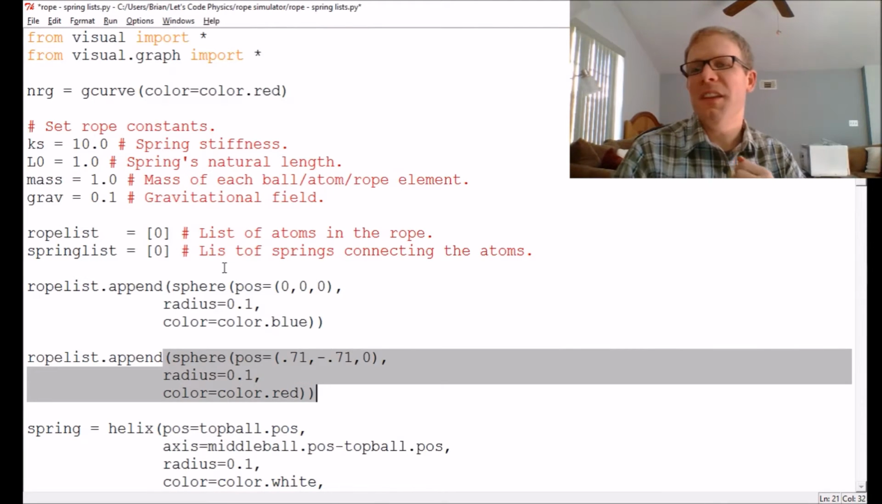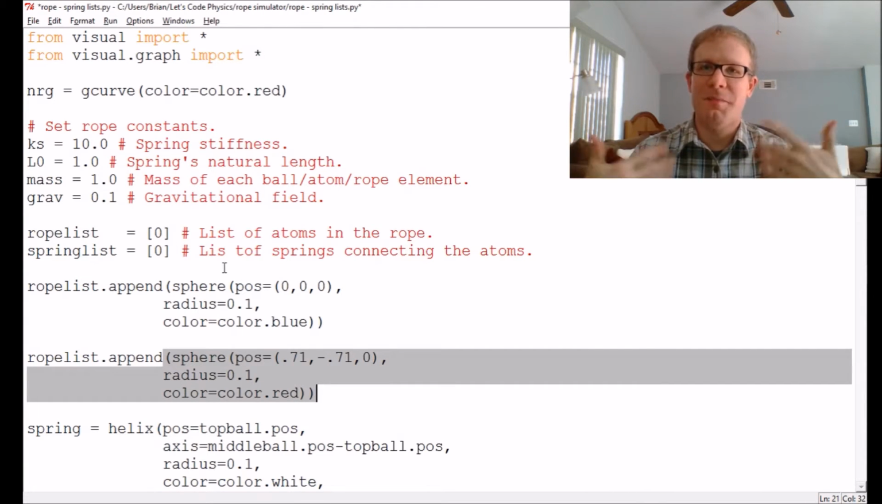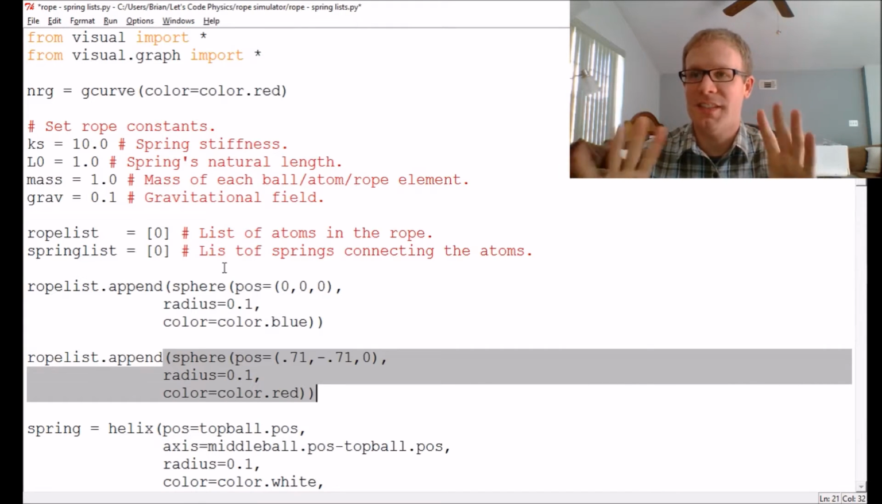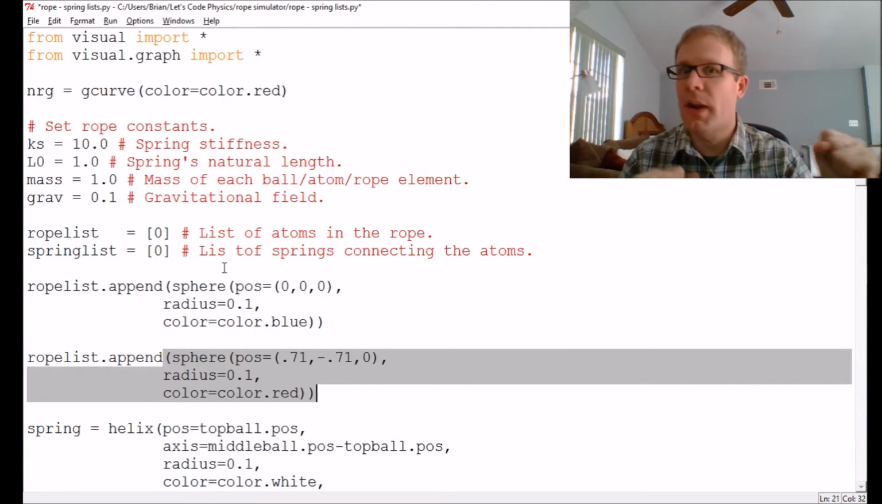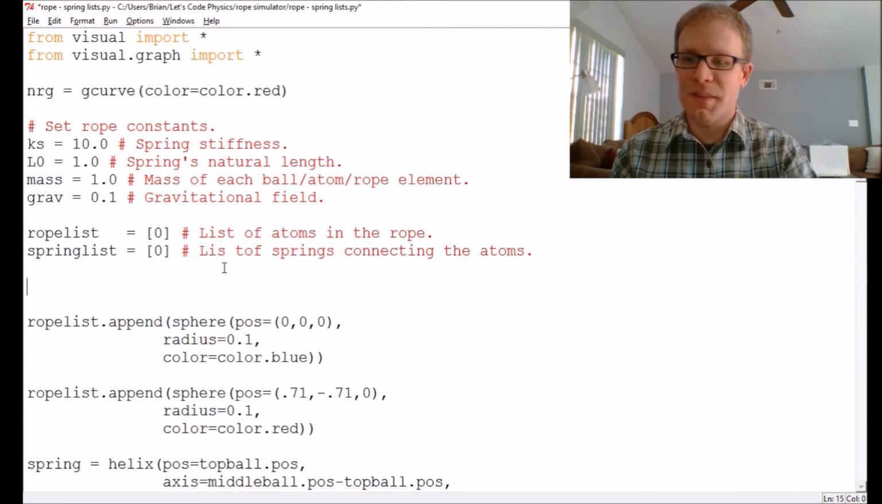etc., etc. Except even there, I'm having to create them individually, right? It would be nice if I could just tell the code, I want a rope of 20 atoms, or I want a rope of 30 atoms. And so what I'd like to do instead is set this up inside a loop.